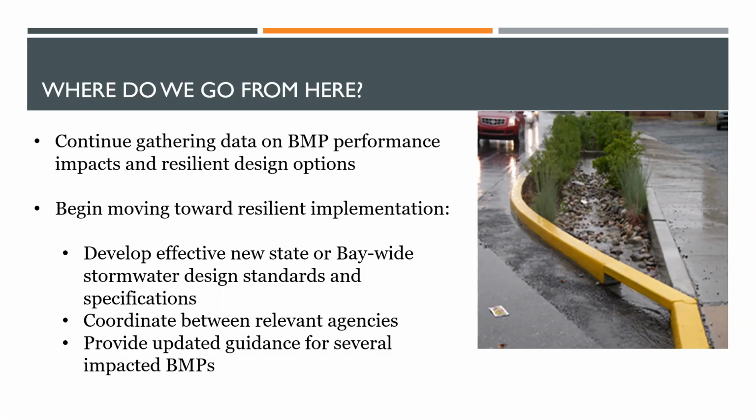So maybe that is effective new state or bay-wide stormwater design standards and specifications to address new precipitation data sources, or even some of these other performance enhancements or design adaptations to deal with maintenance or vegetation. Working to develop better partnerships and discussions to coordinate between relevant state agencies to make sure that there are the proper channels between dam safety and floodplain managers and the folks in charge of stormwater. And then providing updated guidance for some of the impacted BMPs. Are there new plant palettes that we're recommending or new species for riparian buffers that we want to be recommending?